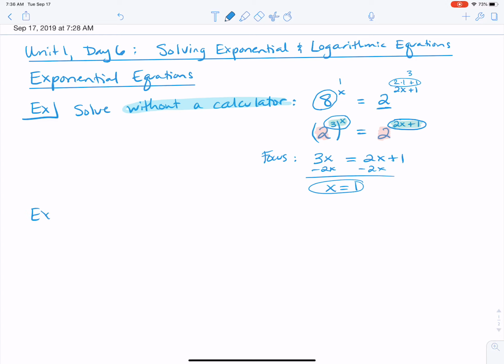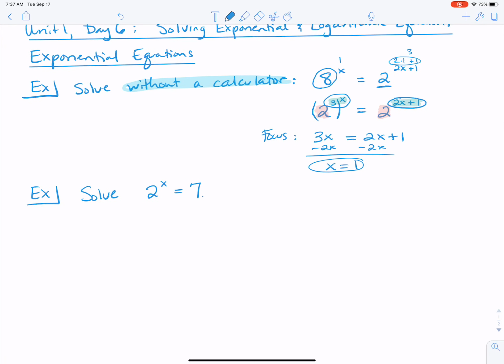All right, another type would be if you just have one exponential equal to a number. So something like this, it would say solve. I'm bad about writing the directions to the problem. Solve 2 to the x equals 7.